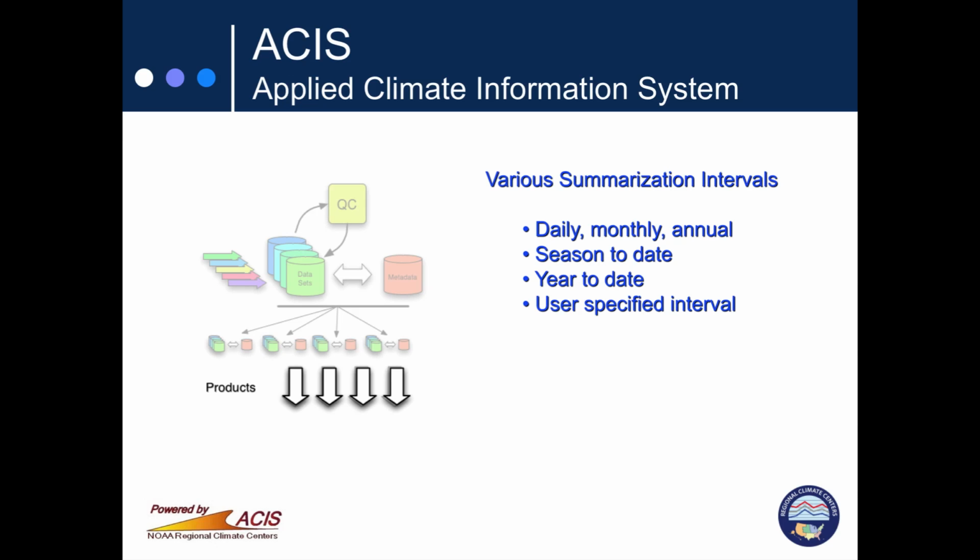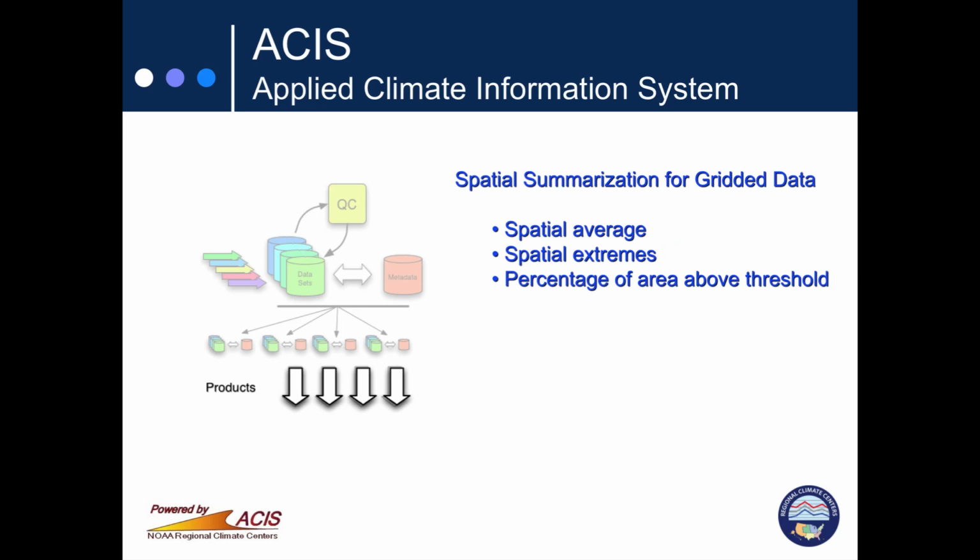Users can also specify the interval over which to temporally summarize the data. This can be standard months or years, the season or year to date, or some other user-selected period. Spatial summarization is also possible with gridded data. A spatial average might show the average temperature for a month in a particular county. Spatial extremes might indicate the highest precipitation total in a river basin, or the percent of the basin that received rainfall in excess of 2 inches might be computed.